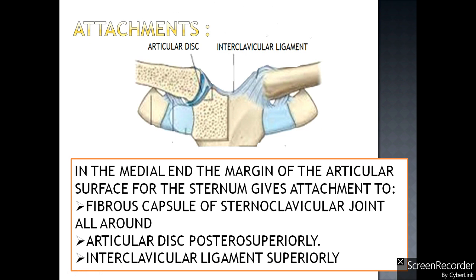Attachments. The red shades indicate the origin, whereas the blue shades are for the insertion and the green color represents the ligaments. At the medial end, the margin of the articular surface gives attachment to the fibrous capsule of the sternoclavicular joint all around. We have the articular disc that is present posterior-superiorly, and the interclavicular ligament superiorly. The interclavicular ligament connects the right and left clavicle together.